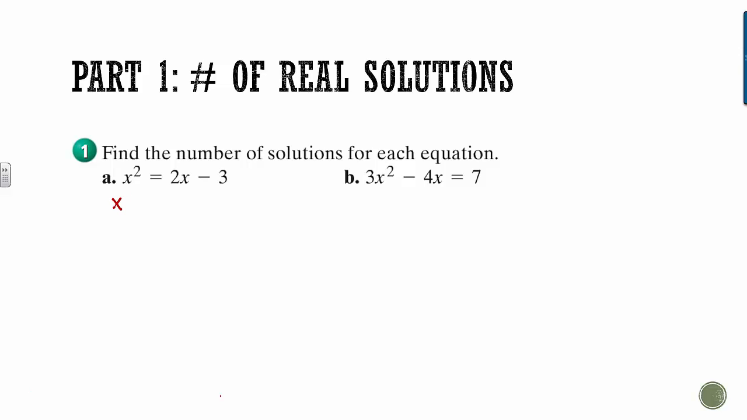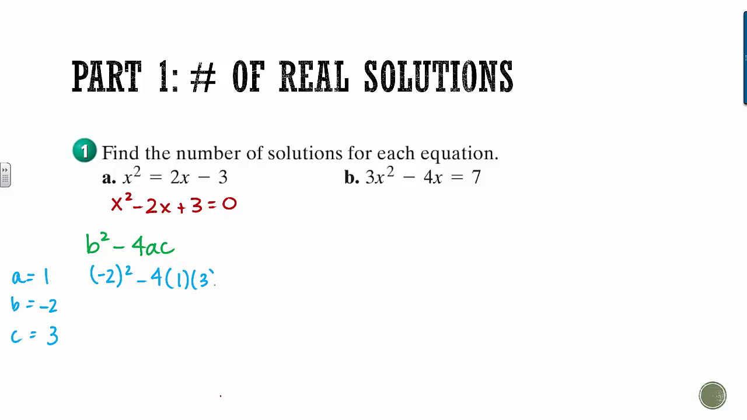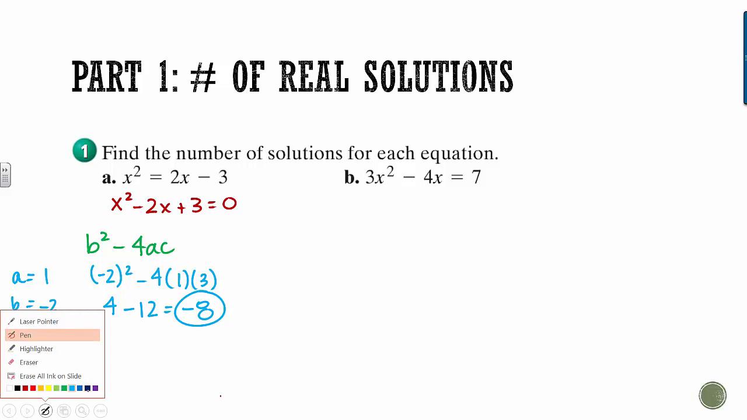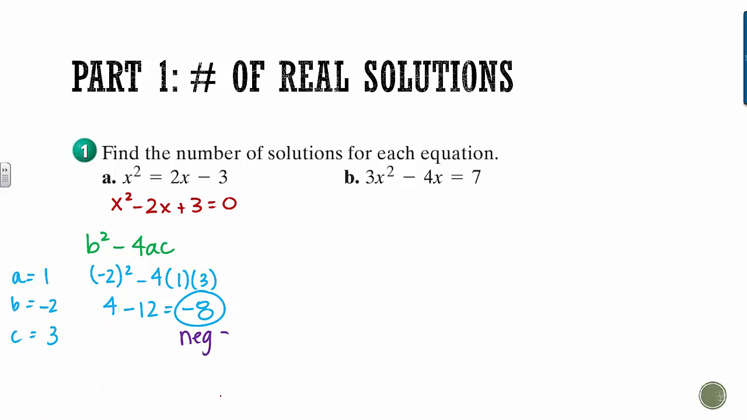So the first thing you got to do is make this equal 0, and it doesn't really matter what side you put this on. And then you have to plug it into just what's underneath the square root of the quadratic formula. So just like before, we're going to label what a, b, and c are. A is 1, b is negative 2, and c is 3. And then we'll plug them in. So negative 2 squared minus 4 times a times c gives me 4 minus 12, which is negative 8. So this negative number right here, I don't care that it's negative 8, but because it's negative, this tells me that there are no real solutions.